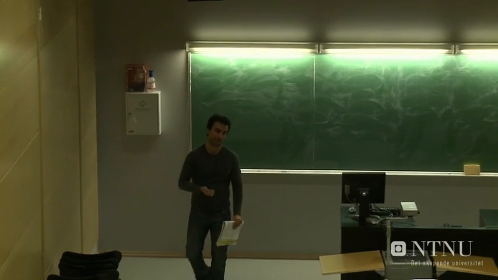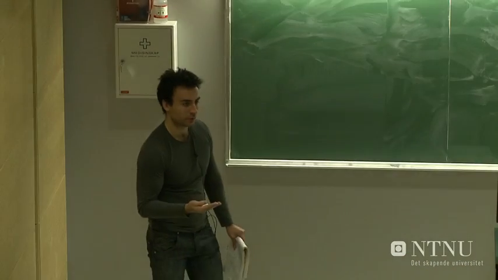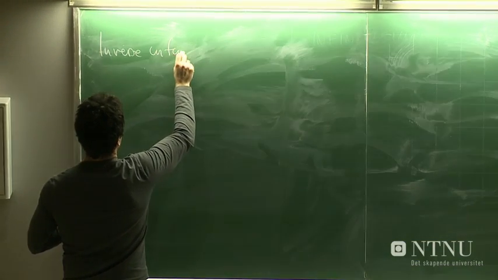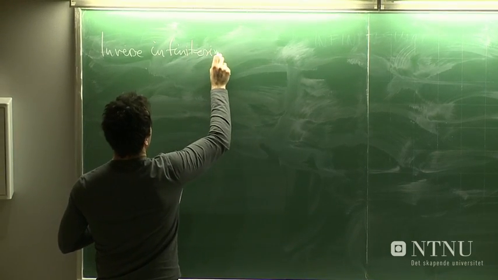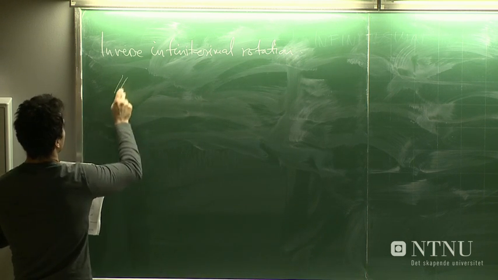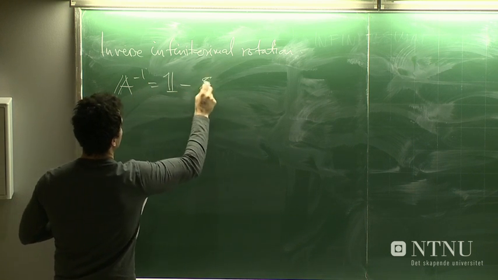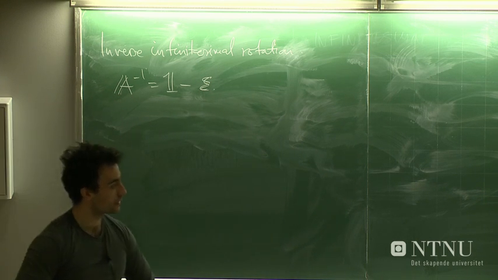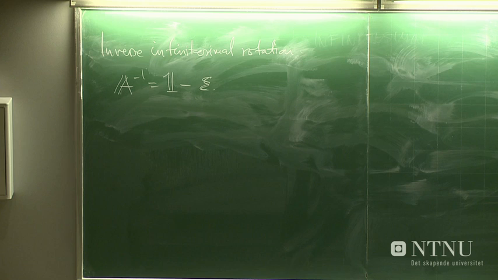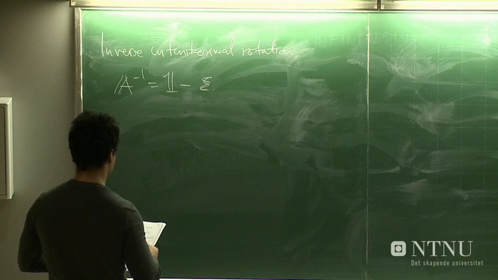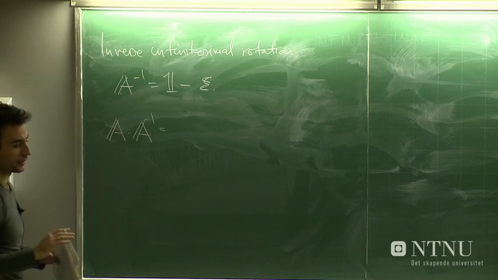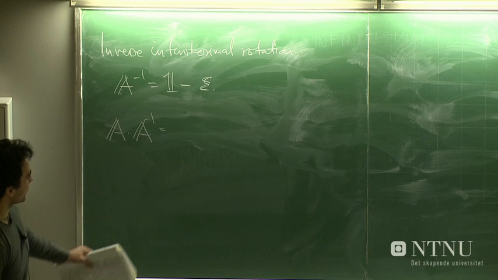So one advantage of these infinitesimal rotations is that they commute. But they have another quite nice feature, and that is that the inverse of an infinitesimal transformation is just 1 minus epsilon. And to see this, we can consider the product of the transformation A and the inverse transformation, because we know that this should be equal to 1.